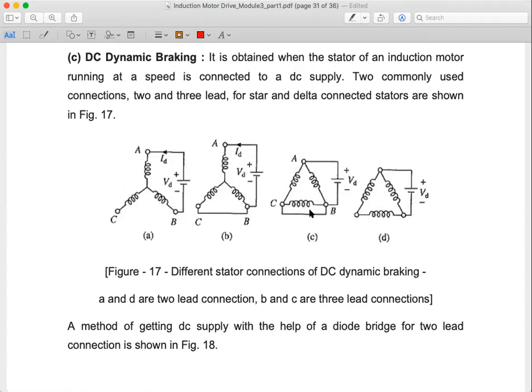This is the delta connection. Between A and B, DC supply is connected and C is connected to B. So this is a 3-lead connection again. Here, in between A and B, DC supply is connected. C is not connected anywhere. So this is a 2-lead connection. So A and D are 2-lead connections, B and C are 3-lead connections. By using these connections, we can obtain DC dynamic braking. Now let's take any one example out of these 4. All these 4 are possible. Let's take the first one.